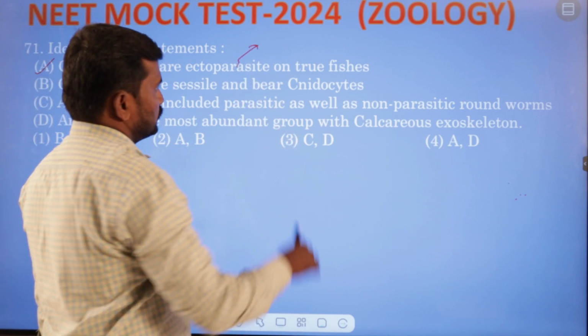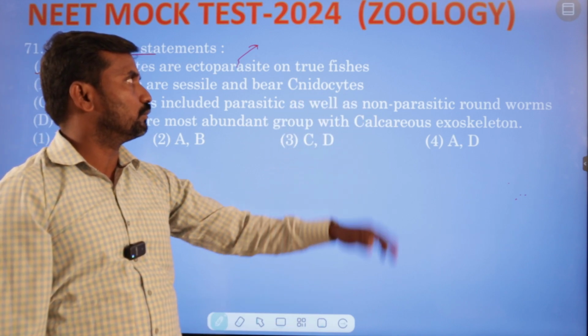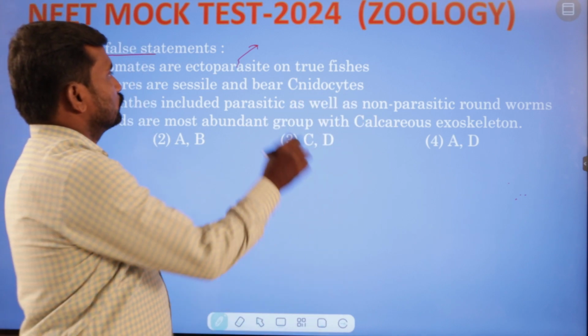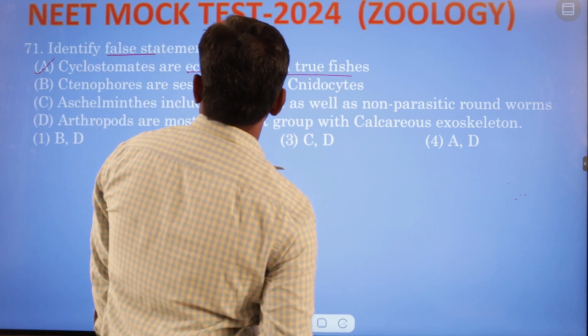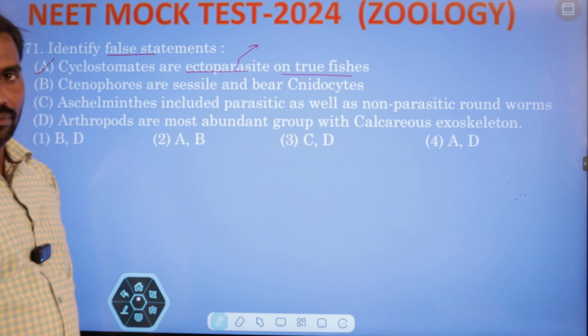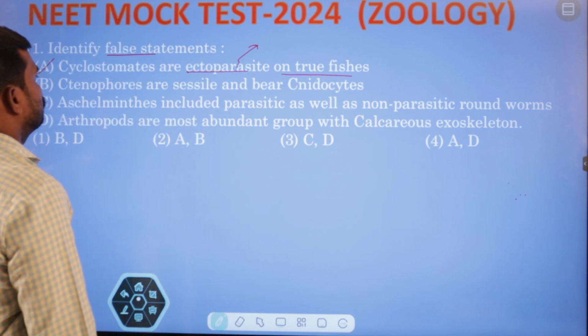What is meant by ectoparasites? The organisms mainly present on the surface of the host. Those present on the surface of the host are called ectoparasites, here on true fishes. Because they don't have proper locomotory organs, that's why they depend on the fishes. This is the correct statement.